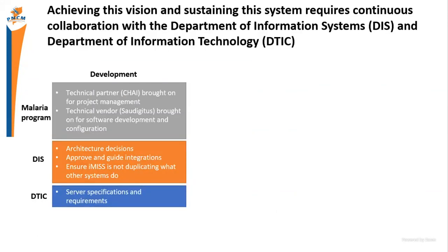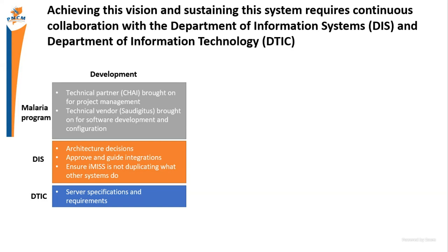In the Ministry of Health, we have the Department of Information System. This department is leading all information systems in the Ministry of Health. We also have a Department of Information Technology. These two departments are under the Department of Planning and Cooperation. So we engaged those two departments to work closely with them to make sure that we are aligned with the Ministry of Health.